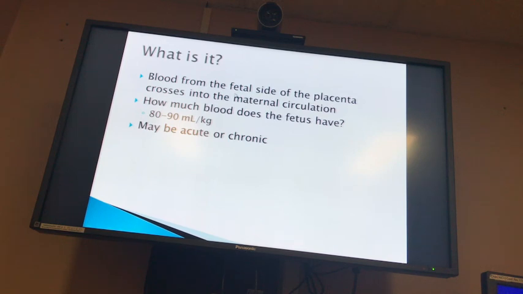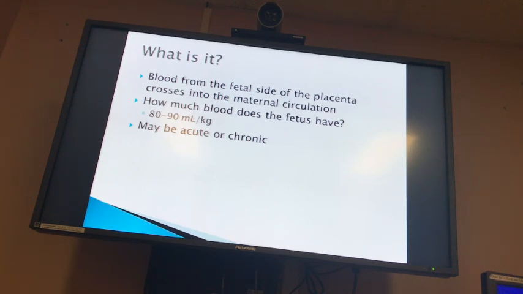So blood from the fetal side of the placenta crosses into the maternal circulation, and by the way, this happens all the time. I doubt there's a pregnancy where some fetal blood doesn't get into the maternal circulation. One important thing to recognize, though, is that the fetus only has about 80 to 90 mils of blood per kilo. If there's been a concern about a fetal maternal hemorrhage, you can get a sinusoidal pattern on the CTG, which is usually reflective of a fetal maternal hemorrhage.